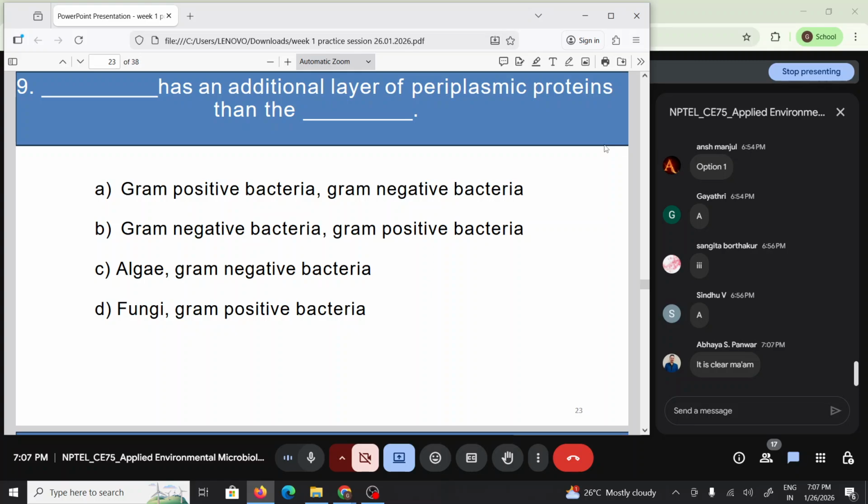Okay, so the next question is, which organism has an additional layer of periplasmic proteins than which organism from the given options? Ma'am, option A. Okay.